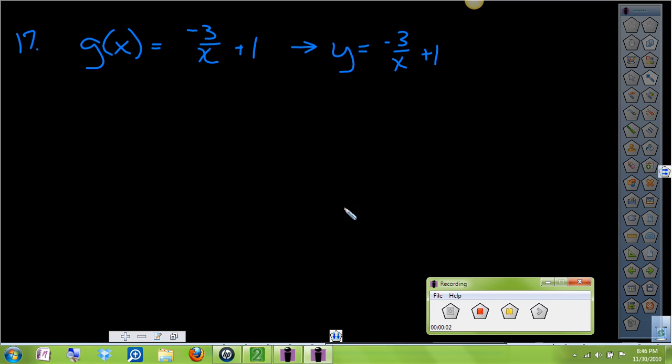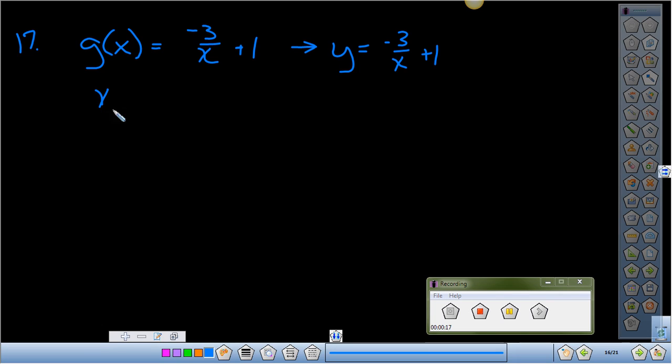Okay, we're going to begin with question number 17 on exam review 3. You're being asked to find the inverse. First thing I did was I traded out this g of x for a y, because when you find the inverse, you're going to swap the x with the y. So my new equation will be x equals negative 3 over y plus 1.